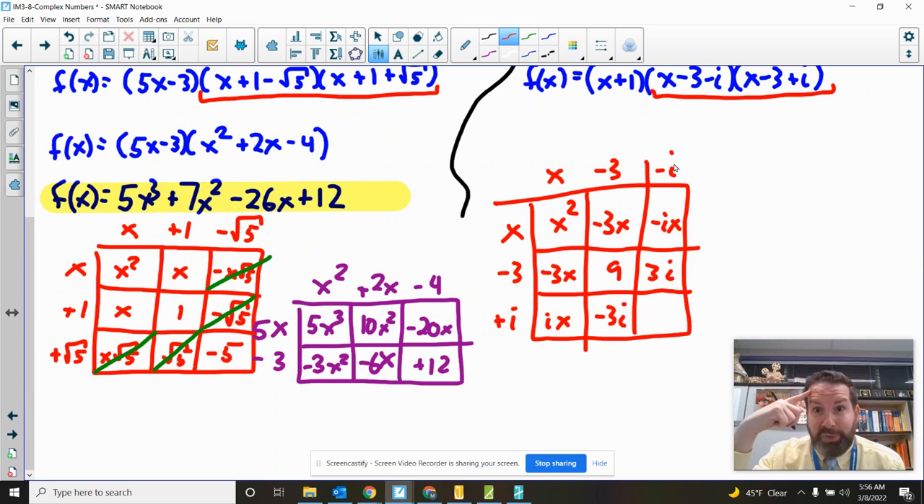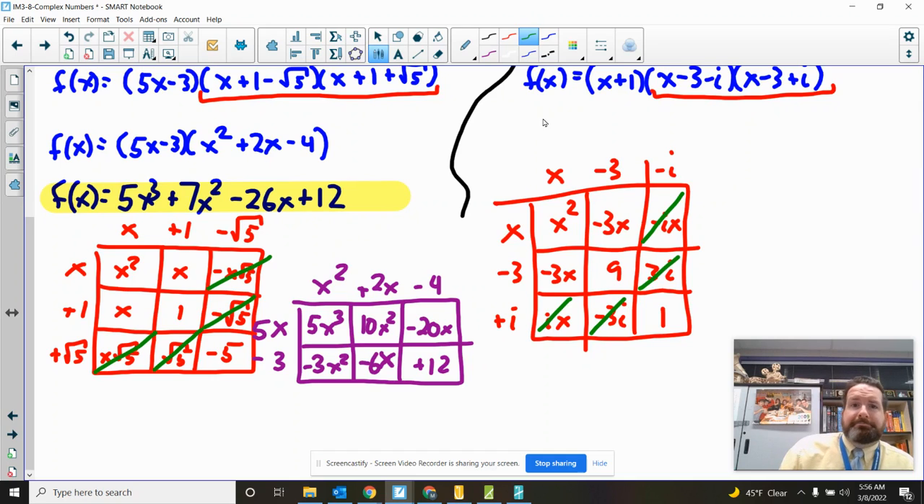Then here, let's do a little work in our heads, right? It's going to be negative i to the second. i to the second is the number -1. -1 is just +1. Hey, let's make sure things cancel. Minus ix plus ix. Minus 3i plus 3i.